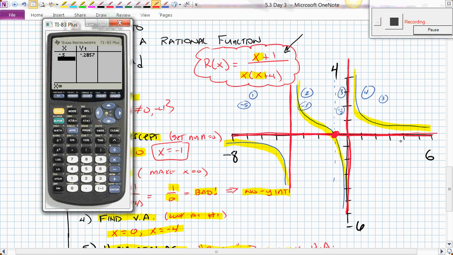And then I take any test point in the positive region over here, x. So how about x is equal to 3? Push enter. Notice I get a positive output. So therefore my graph has to be above the x-axis.